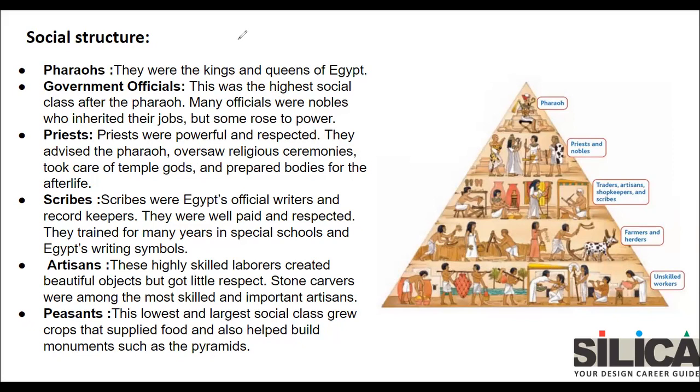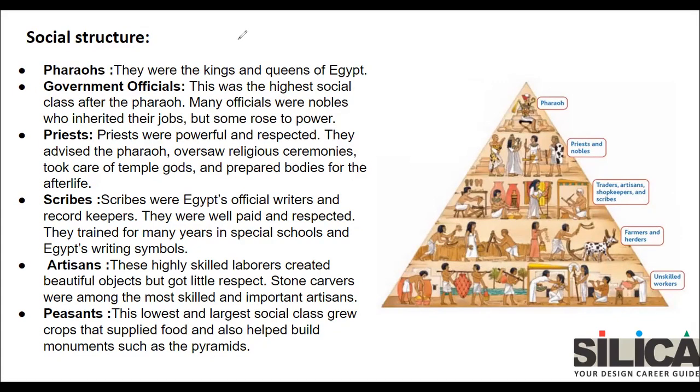Priests were powerful and respected. They advised the pharaoh, oversaw religious ceremonies, took care of temple gods, and prepared bodies for the afterlife. Scribes were Egypt's official writers and record keepers. They were well paid and respected. They trained for many years in special schools in Egypt's writing-like symbols.